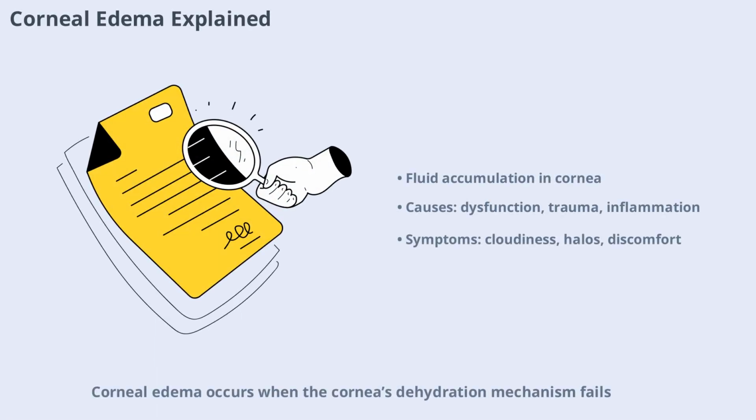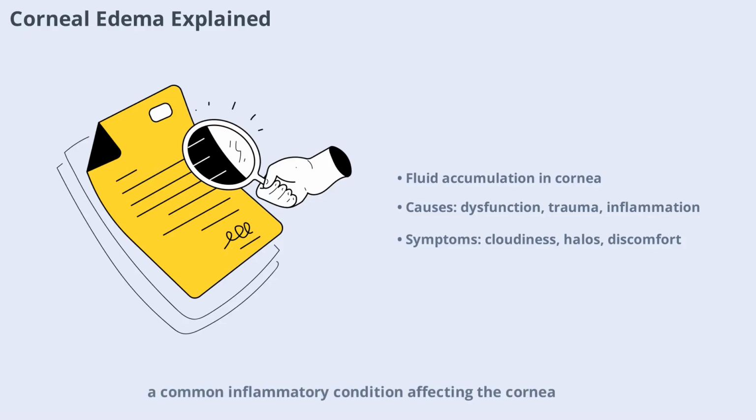Corneal edema occurs when the cornea's dehydration mechanism fails, causing fluid to accumulate. This leads to swelling, cloudiness, and blurred vision. The most common causes include endothelial dysfunction, trauma, or inflammation. Patients may notice halos around lights and discomfort. Recognizing corneal edema early is important for preventing permanent vision loss.